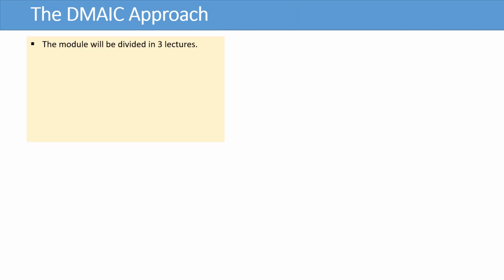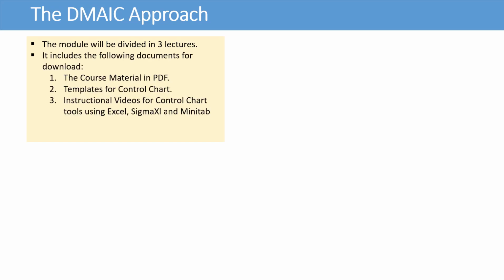The module will be divided into 3 lectures. It includes the following documents for download: the course material in PDF, templates for control charts, and instructional videos for control chart tools using Excel, Sigma Excel, and Minitab.